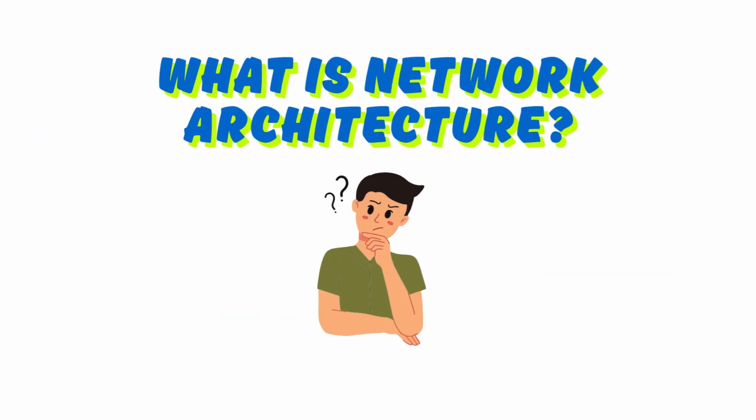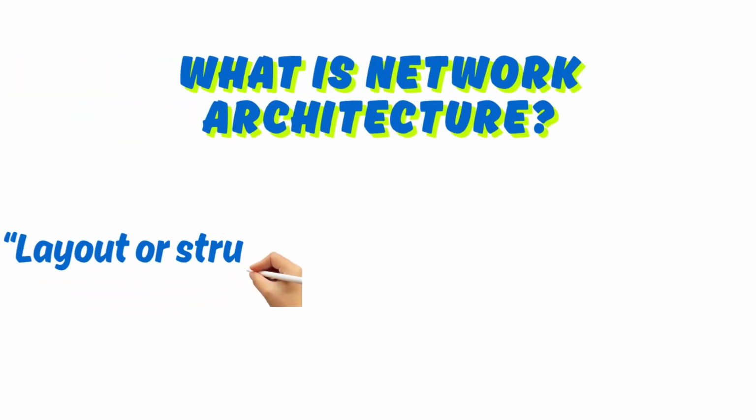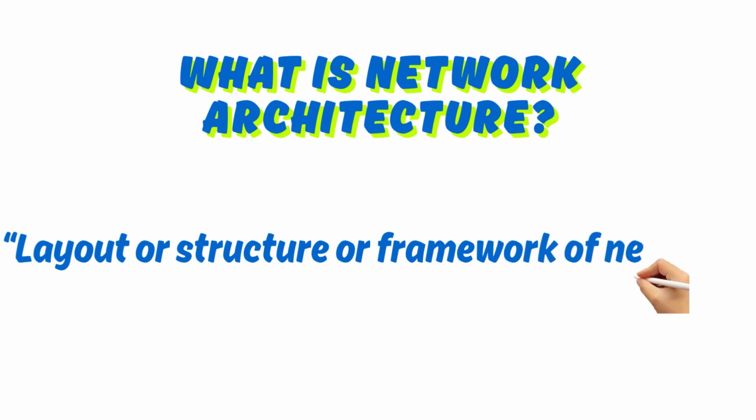Let's break down a key concept in the world of networking, network architecture. It defines the layout or structure or framework of a network. Network architecture is the design and layout of how computers, devices, communication media are structured to connect and share information. It is like the blueprint of a city, but instead of roads and buildings, it maps out how data flows between computers, routers, switches, servers, and other devices. It defines everything from how devices are arranged to how they communicate, what protocol they use, and how data is transmitted securely and efficiently. There are two main types of network architecture.